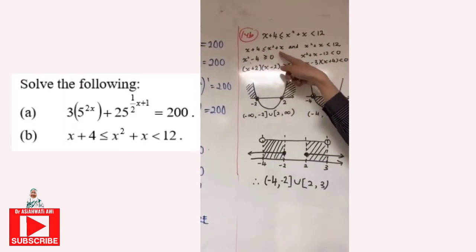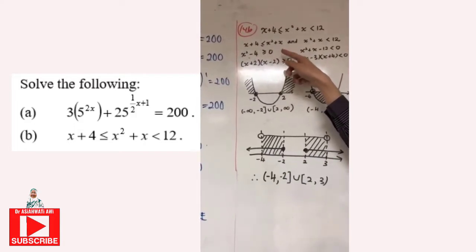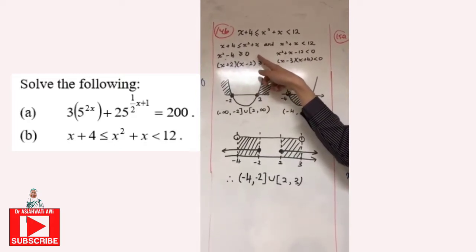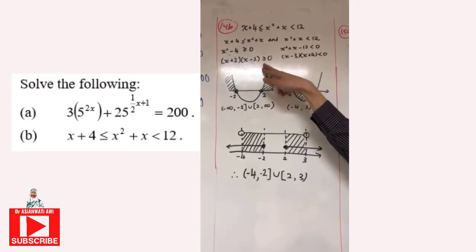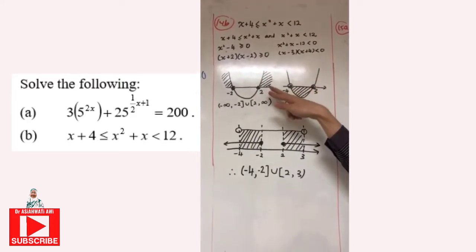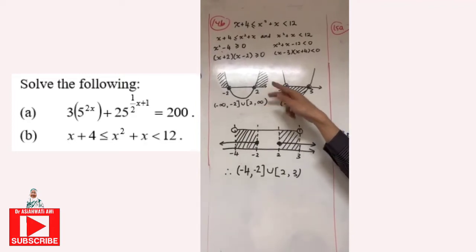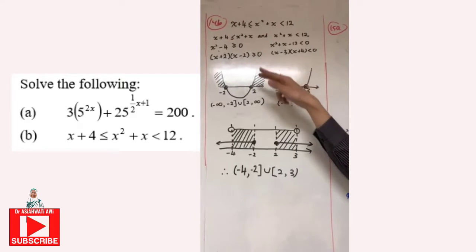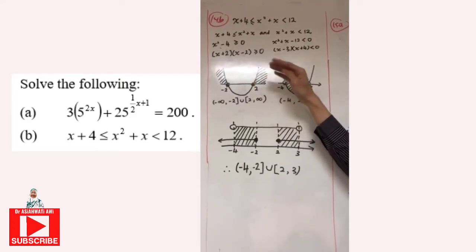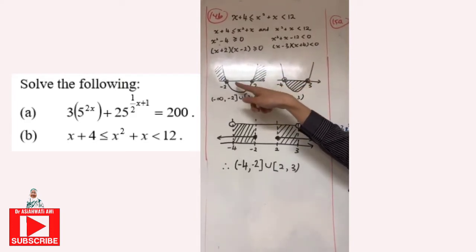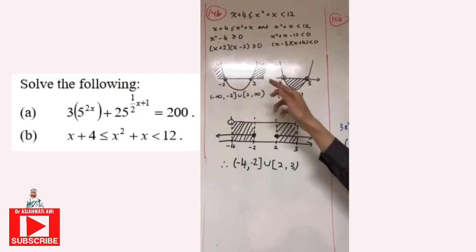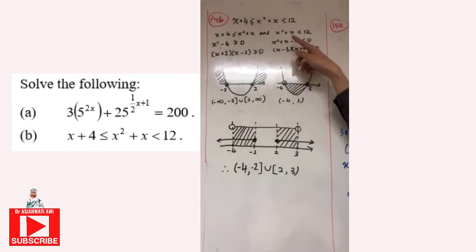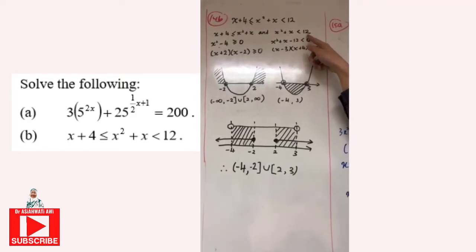For this one, we rearrange it into the quadratic form, which is x squared minus 4 is greater than or equal to 0. Then we factorize, then we represent it in the quadratic graph. Because it is greater than or equal to 0, we take the upper part of the graph, and these two are included.